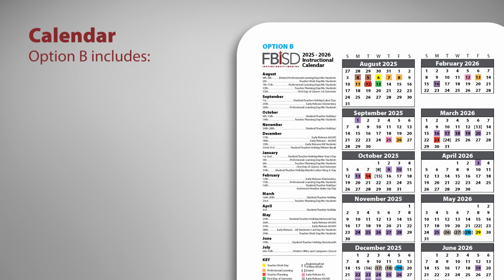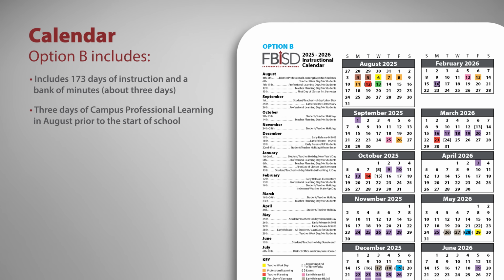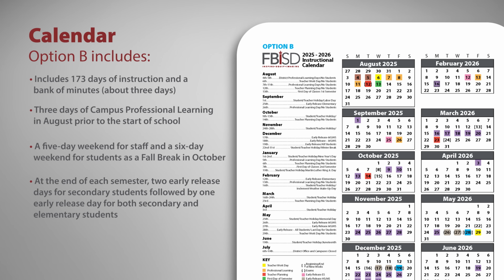Calendar B includes 173 days of instruction and a bank of minutes that equals about 3 days. 3 days of campus professional learning in August before the start of school. A 5-day weekend for staff and a 6-day weekend for students as a fall break in October. Plus, at the end of each semester, Calendar B contains 2 early release days for secondary students, followed by 1 early release day for both secondary and elementary students. And this calendar places spring break in the 3rd week of March.